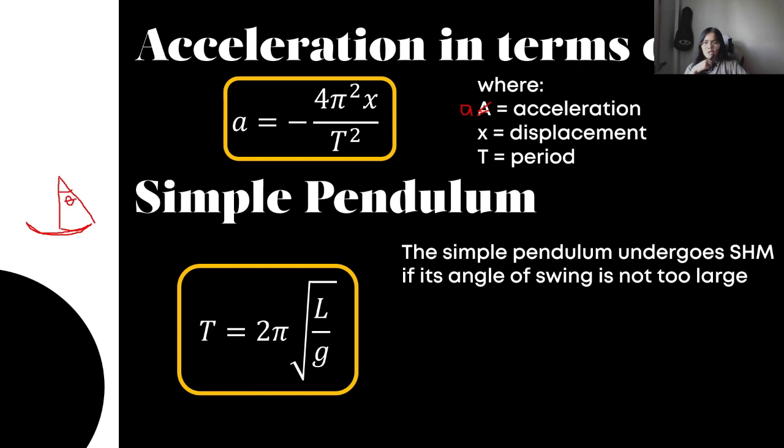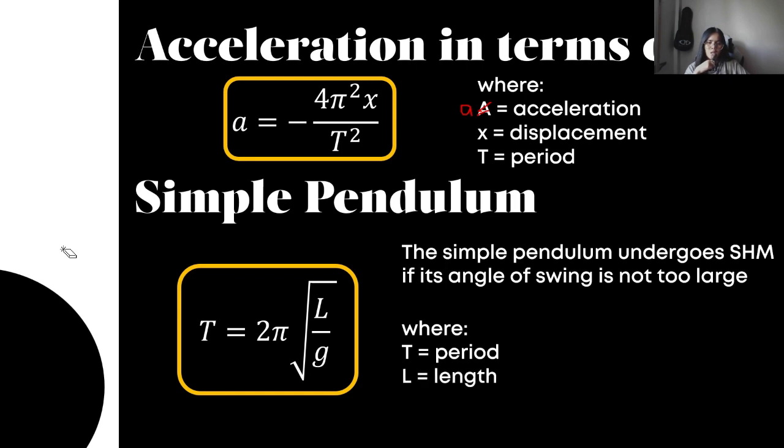Kung too large na yan, pwede pa yan, babalik pa yan. Pero what if kapag nandito na siya, tapos lumagpas pa dun? Hindi na magba-back and forth yan. Parang magiging circular motion na siya. Okay? So, kailangan yung angle nyo for pendulum not too large. Okay? So, where T is the period, L is for length, and g is gravitational acceleration.